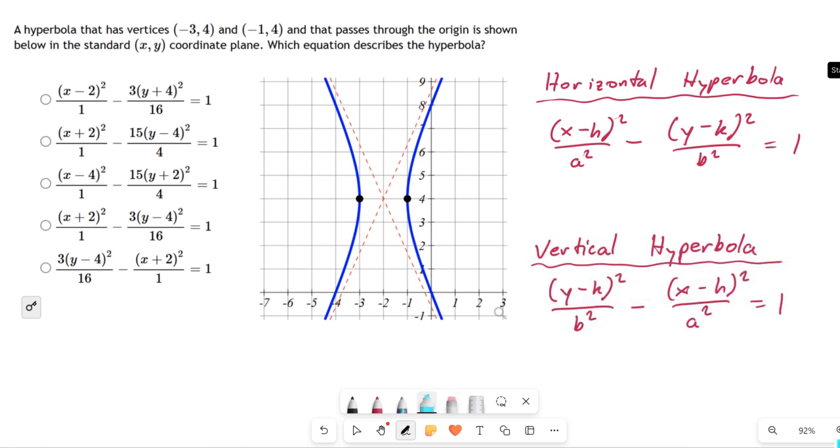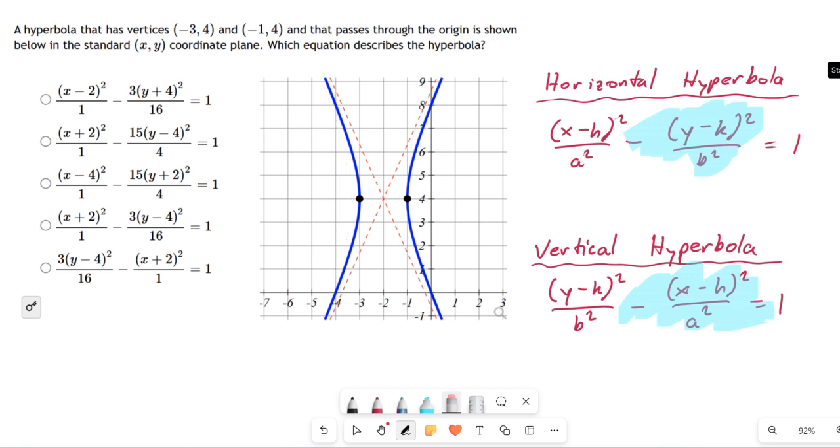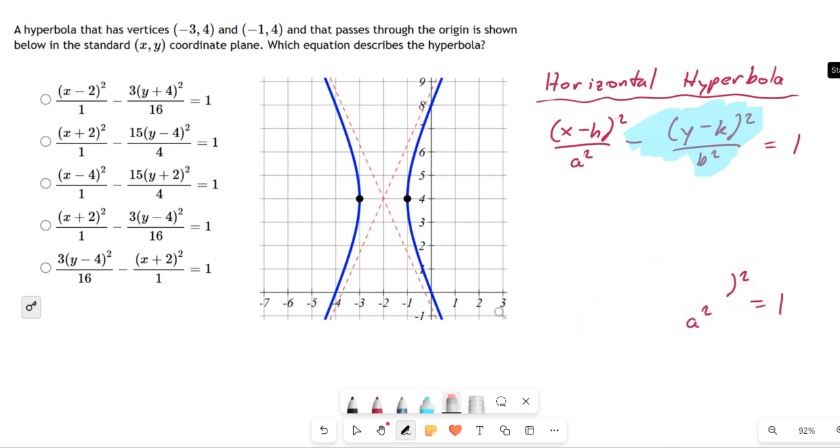A horizontal hyperbola has the one with the negative y. The vertical one has the negative x. Well, the shape is horizontal. When I say that, I'm looking at this. See this shape right here? These big curvy lines that go like that. This is a horizontal hyperbola. So that means we can knock out this vertical equation.